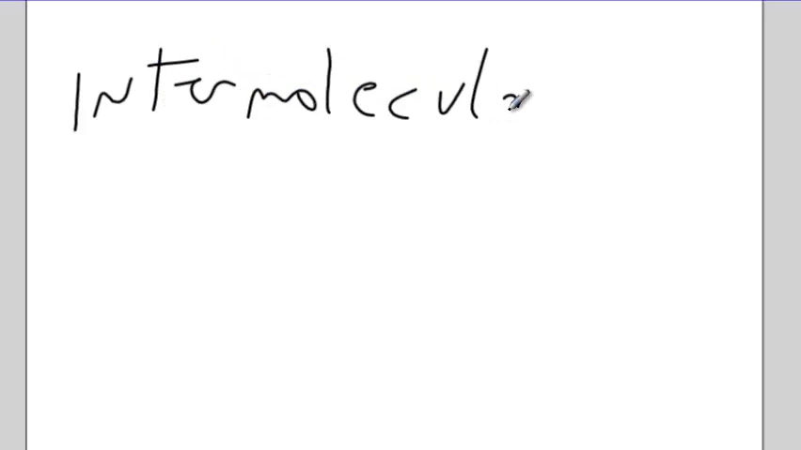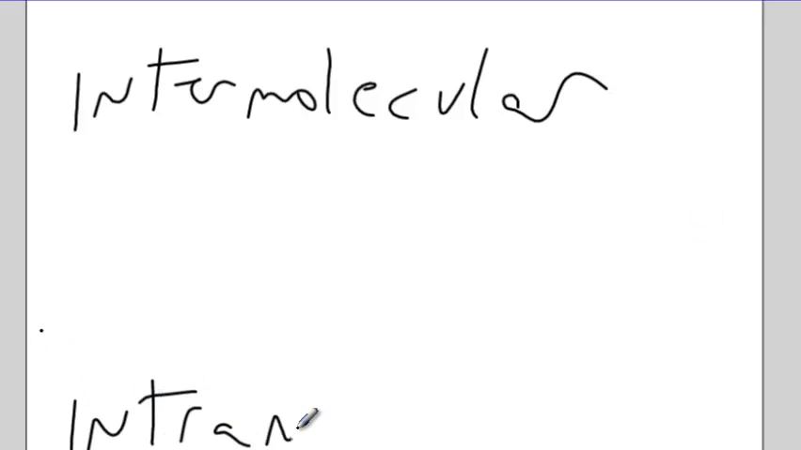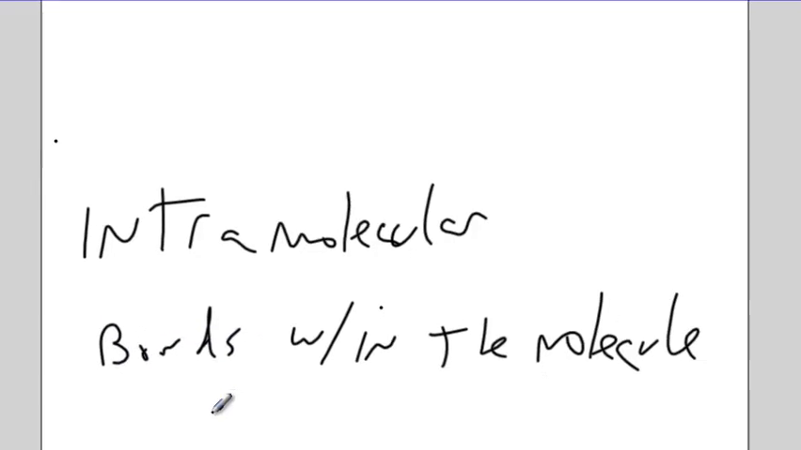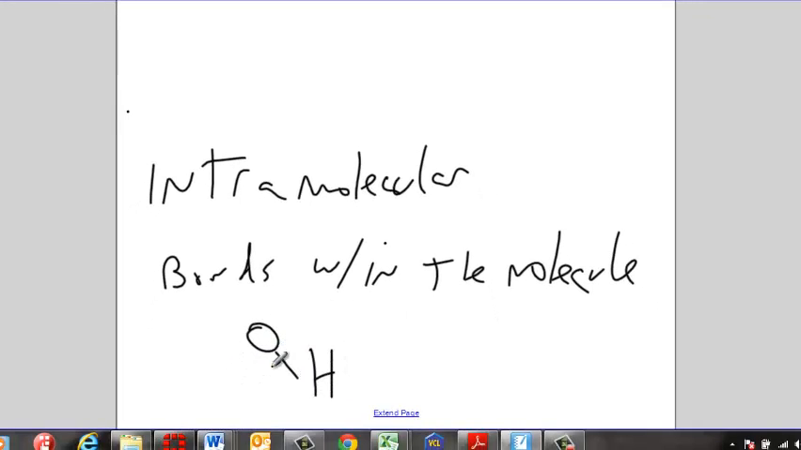Now, as long as we're talking about bonding, I want to make a distinction between intermolecular bonds and intramolecular bonds. Intramolecular means bonds within the molecule. So, for example, water. Here's water. Intramolecular bonds are these guys, the OH bonds within the molecule.